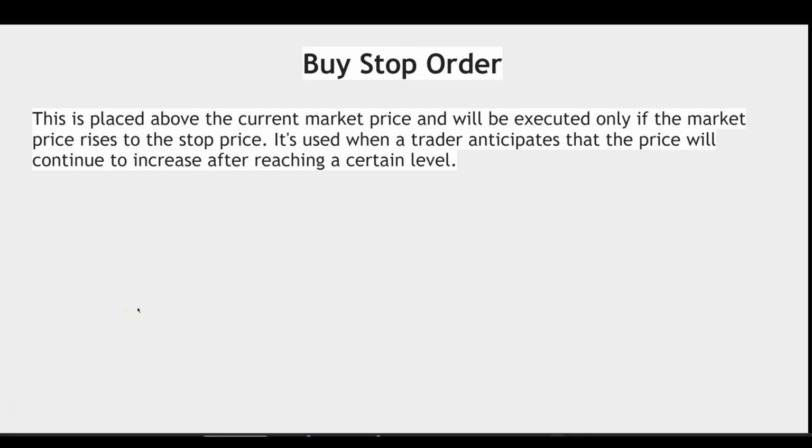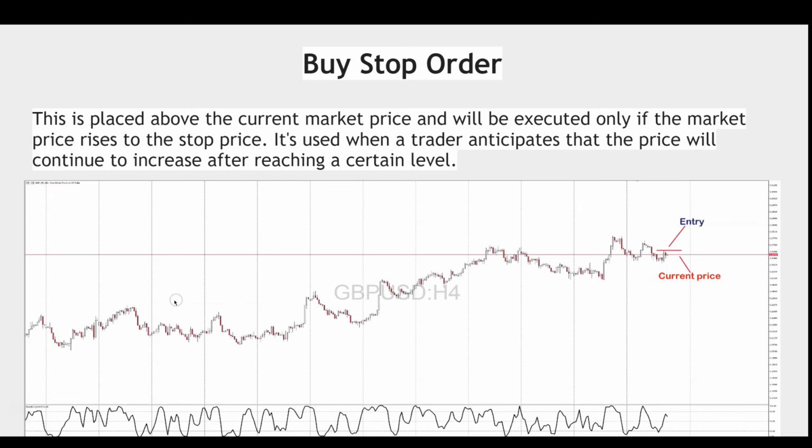Now, the first thing we're going to talk about is a buy stop order. A buy stop order is placed above the current market price and will be executed only if the price rises to the stop price, which is the entry price. It is used when a trader anticipates that the price will continue to increase after reaching a certain level. Here's the example of a buy stop order.